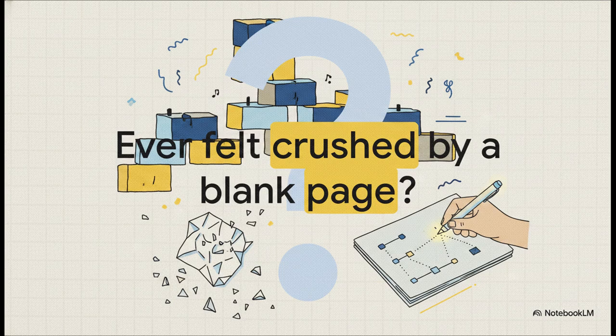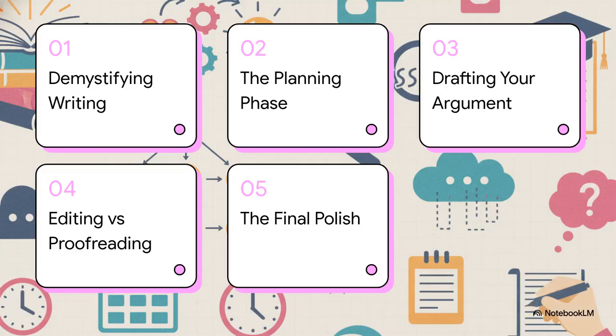The reality of the drafting process? It's incredibly messy. It's about building a foundation step by step, not conjuring a house out of thin air. Once you understand that literally every great paper started as a disaster of scattered thoughts, that daunting blank page loses all of its power over you. To get us there, we've put together a visual roadmap. We're going to cover demystifying the whole process, the planning phase, drafting your argument, the crucial difference between editing and proofreading, and finally, the final polish.